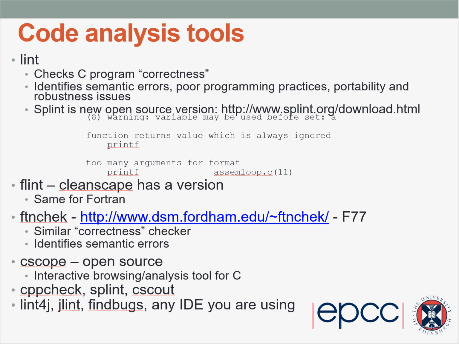And there are other kinds of these examples, so something called Flint for Fortran, or FTN check for Fortran, cscope for C, CPP check, Splint, cscout, lint for Java, JLint, FindBugs.